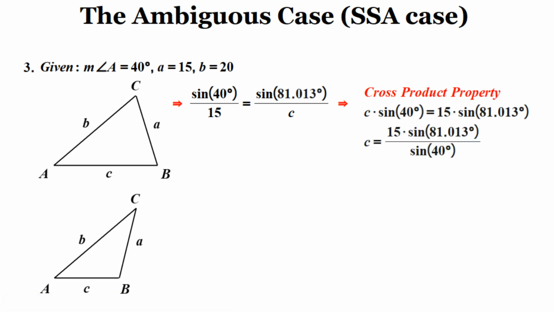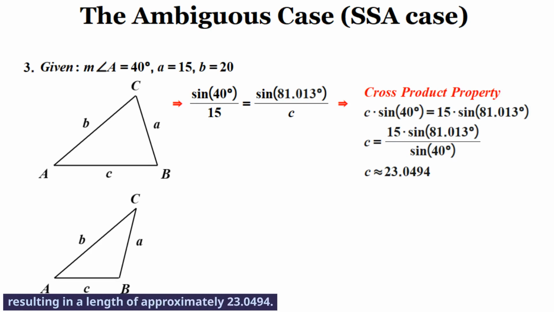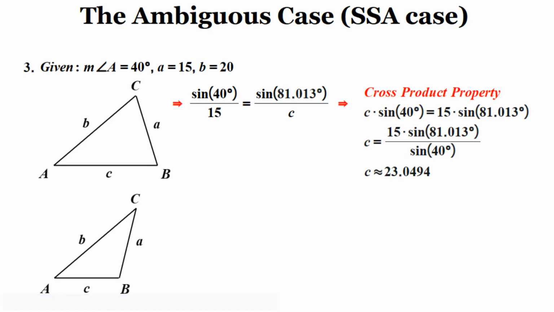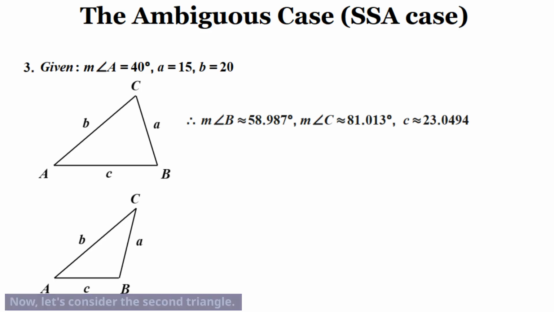Now, let's find the length of side c by applying the law of sines and using the cross-product property, resulting in a length of approximately 23.0494. Now, let's consider the second triangle.